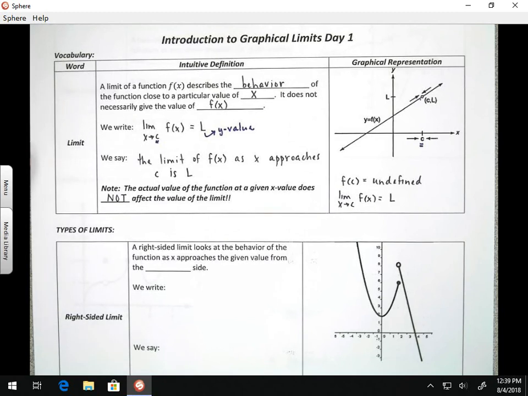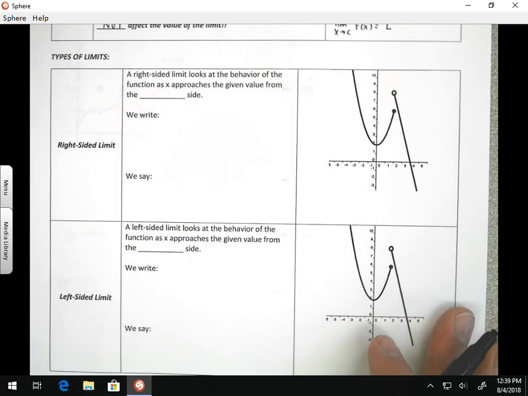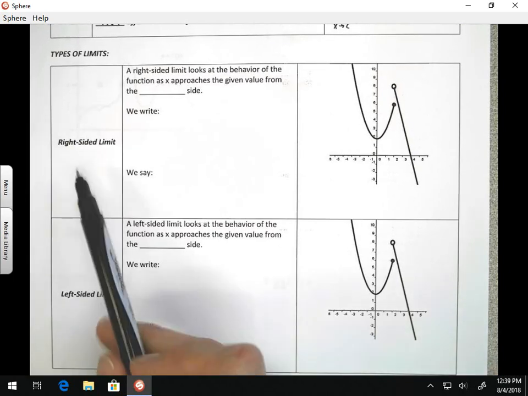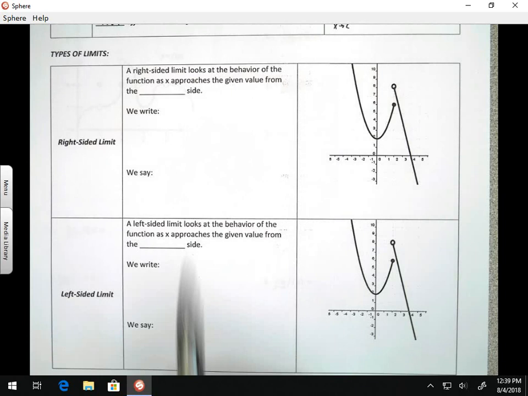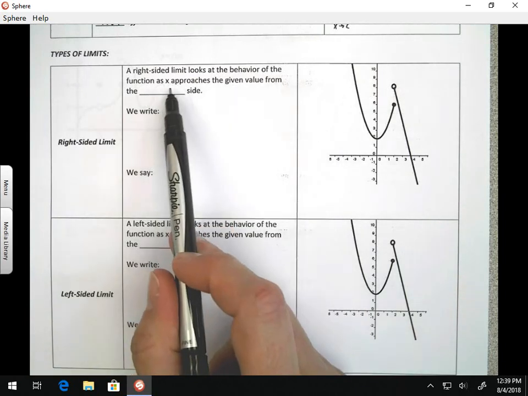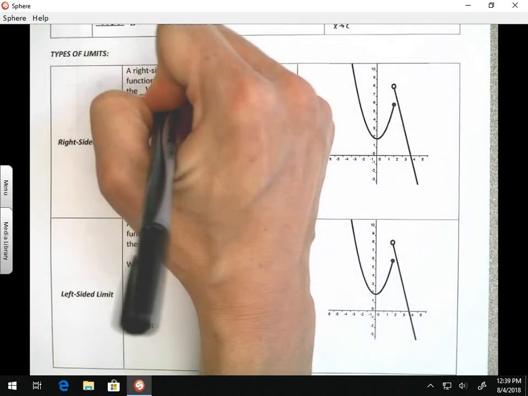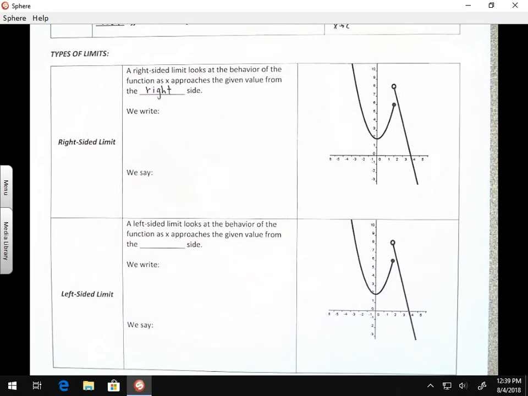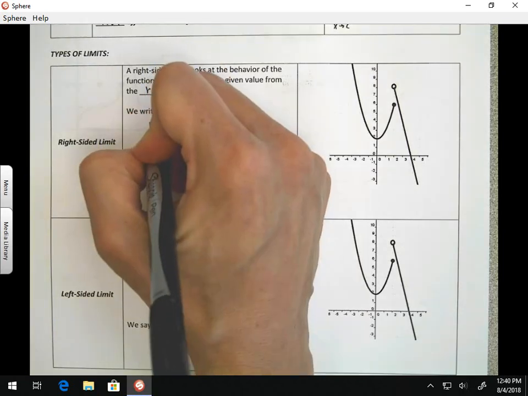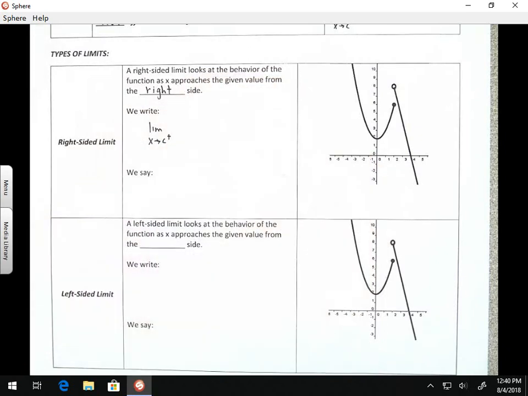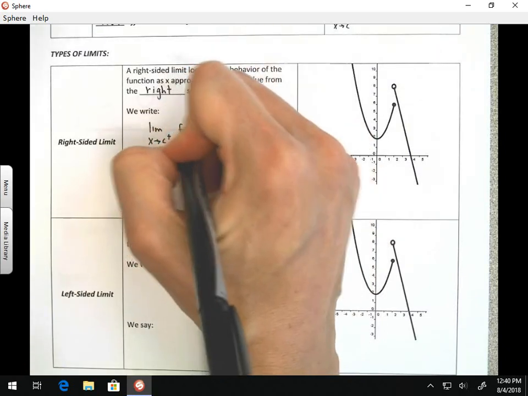Now, when we talk about limits, we're really going to be talking about two types of limits. The idea is the same, it's just getting a little more specific about which direction we're approaching the x value from. The first one is our right-sided limit, and this just looks at the behavior of the function as x approaches the given value from the right side. And we indicate that we're coming from the right side by writing the limit as x approaches c, and we use that plus sign to mean from the right, of f of x.